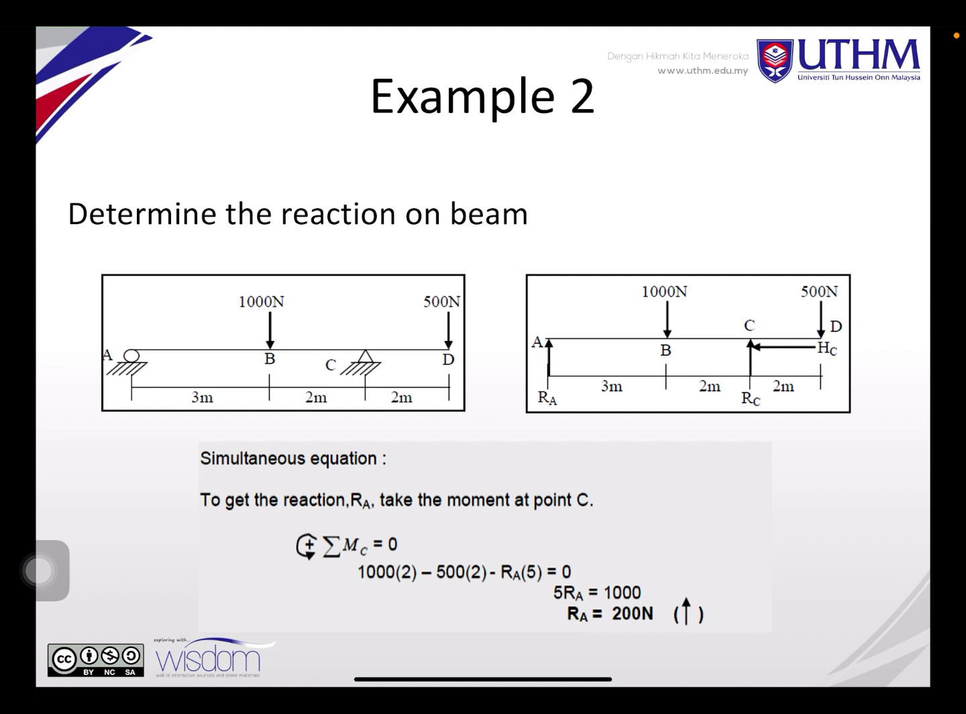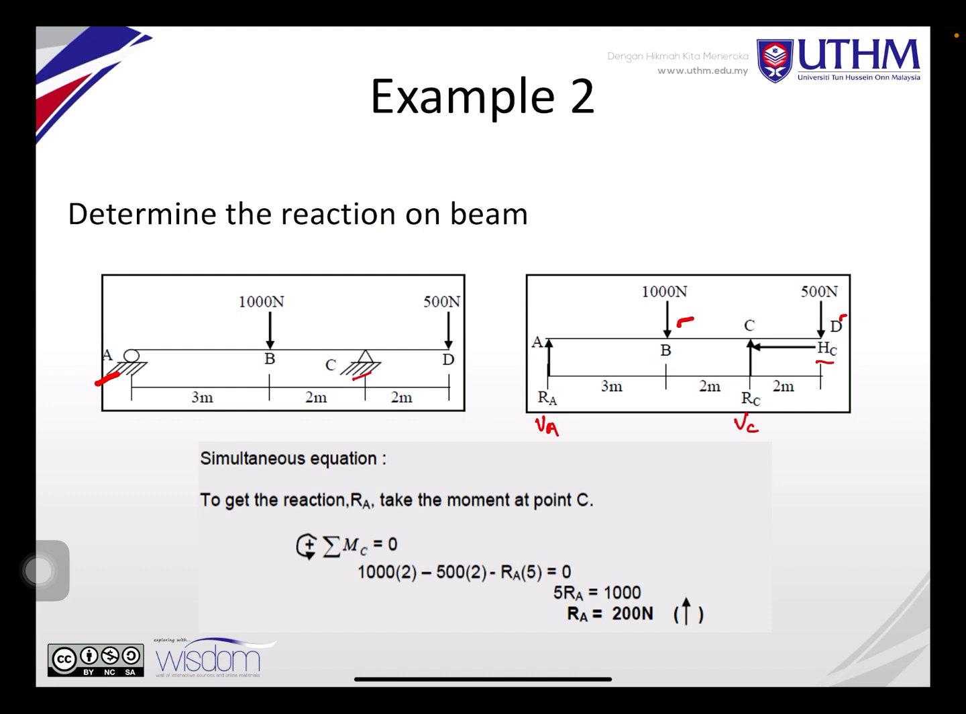Okay, so this is example 2. Determine the reactions on the beam. You need to find the reactions at A and at C. At A you have RA, which you can also write as VA. At C you have VC and also HC. And then you have a force of 1000 Newton at B and 500 Newton at D.